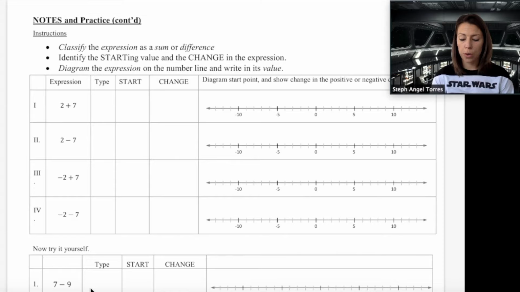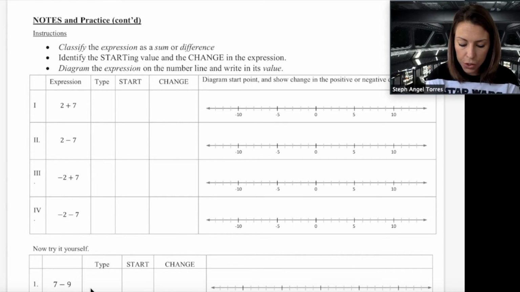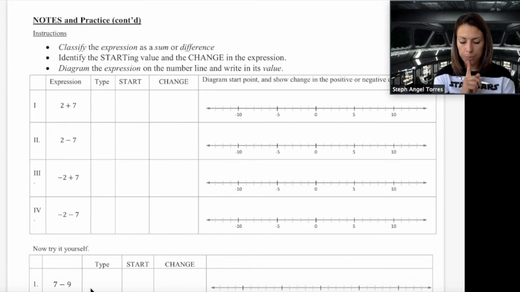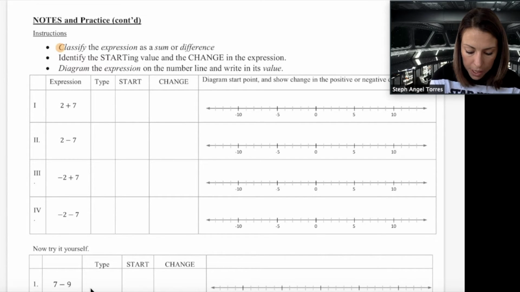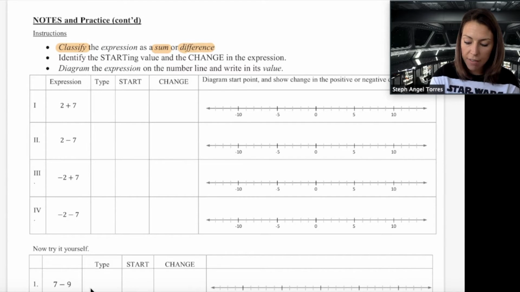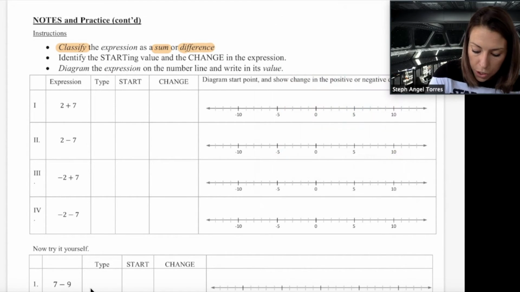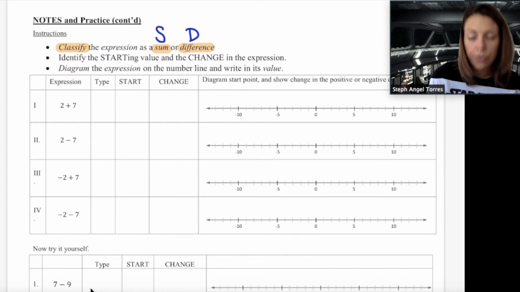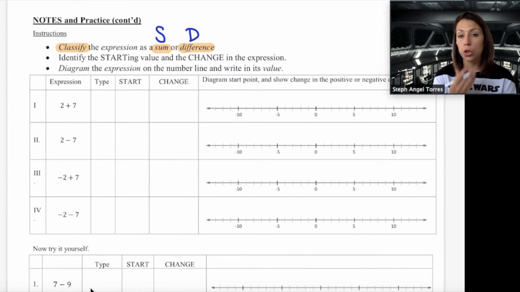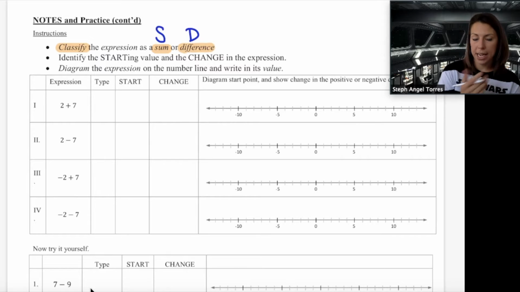On the next page, you're going to see a table at the top. Let's just go through these directions really quick together, and then, like I said, you'll do this on your own. So instructions. First, you're going to classify the expression as a sum or a difference. Because you don't have a ton of room, if it's a sum, you can just write the letter S, and if it's a difference, you can just write the letter D. Remember, you're looking for plus or minus.